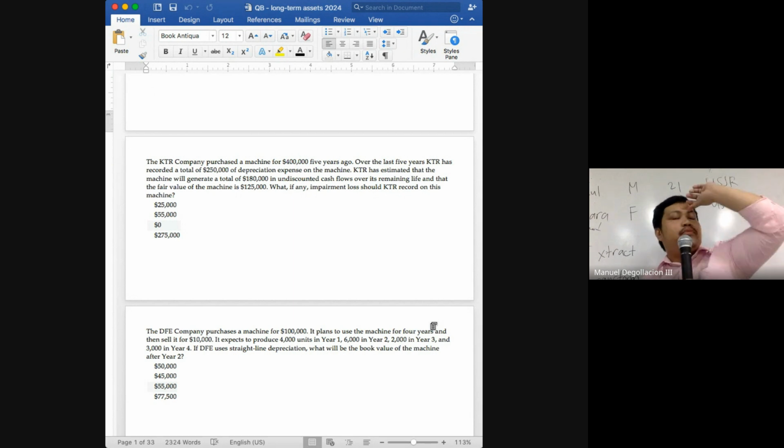Let's do the first test first, the recoverability test. In the recoverability test class, you compare the book value or the carrying amount with the undiscounted cash flow, which would serve as your recoverable amount. Okay, so the first step is just to compare the recoverable amount class, which will be your undiscounted cash flows from the asset. You compare it with the book value or the carrying amount. Let's start with the carrying amount or the book value. Is the book or the carrying amount the 400,000?